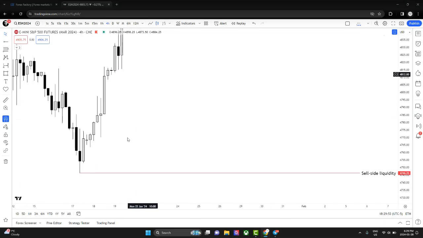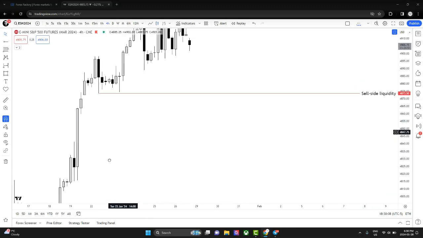And then we have this low right here. We have this low here, but I highlighted this one due to the fact that it's more dominant, if I can say that. So we have sell side below this low and sell side below this low.